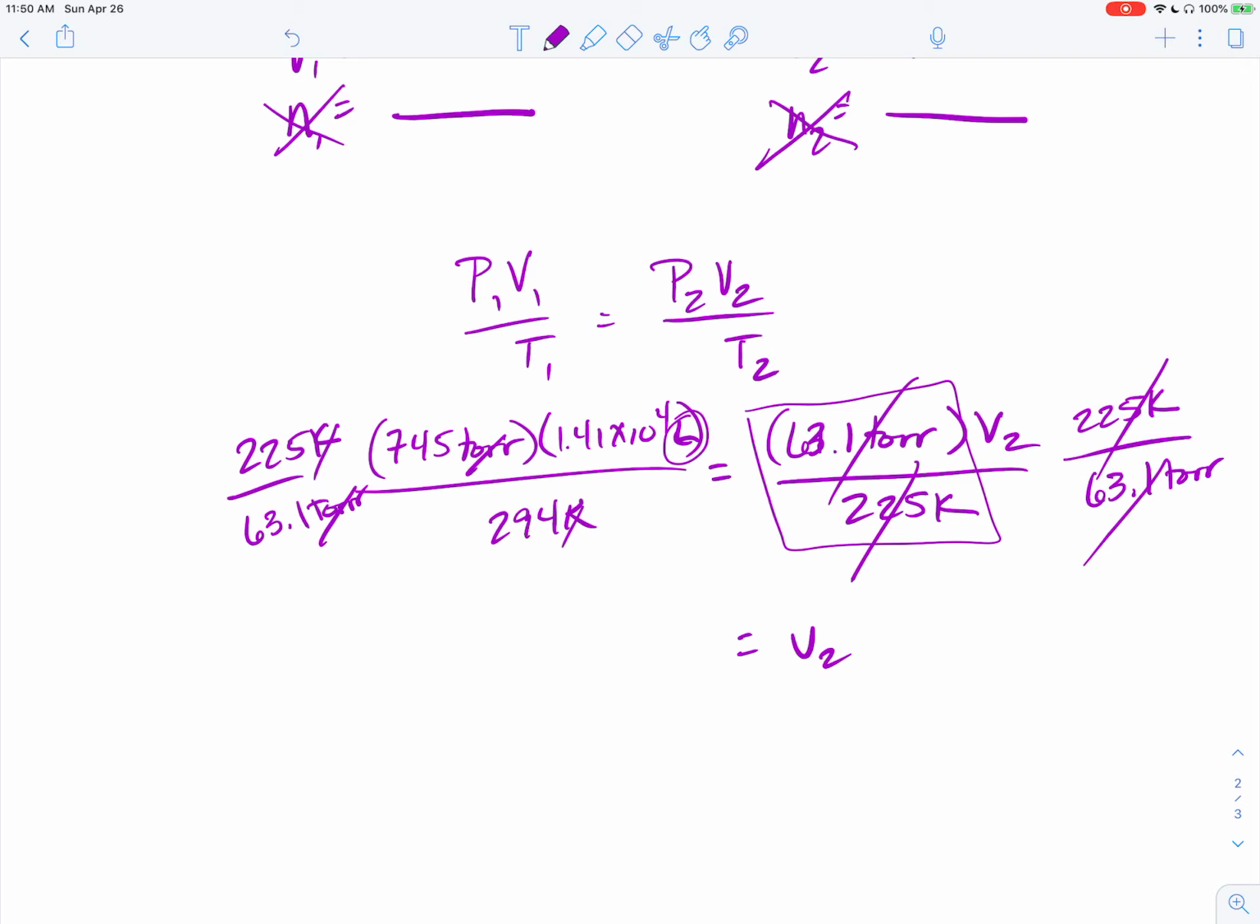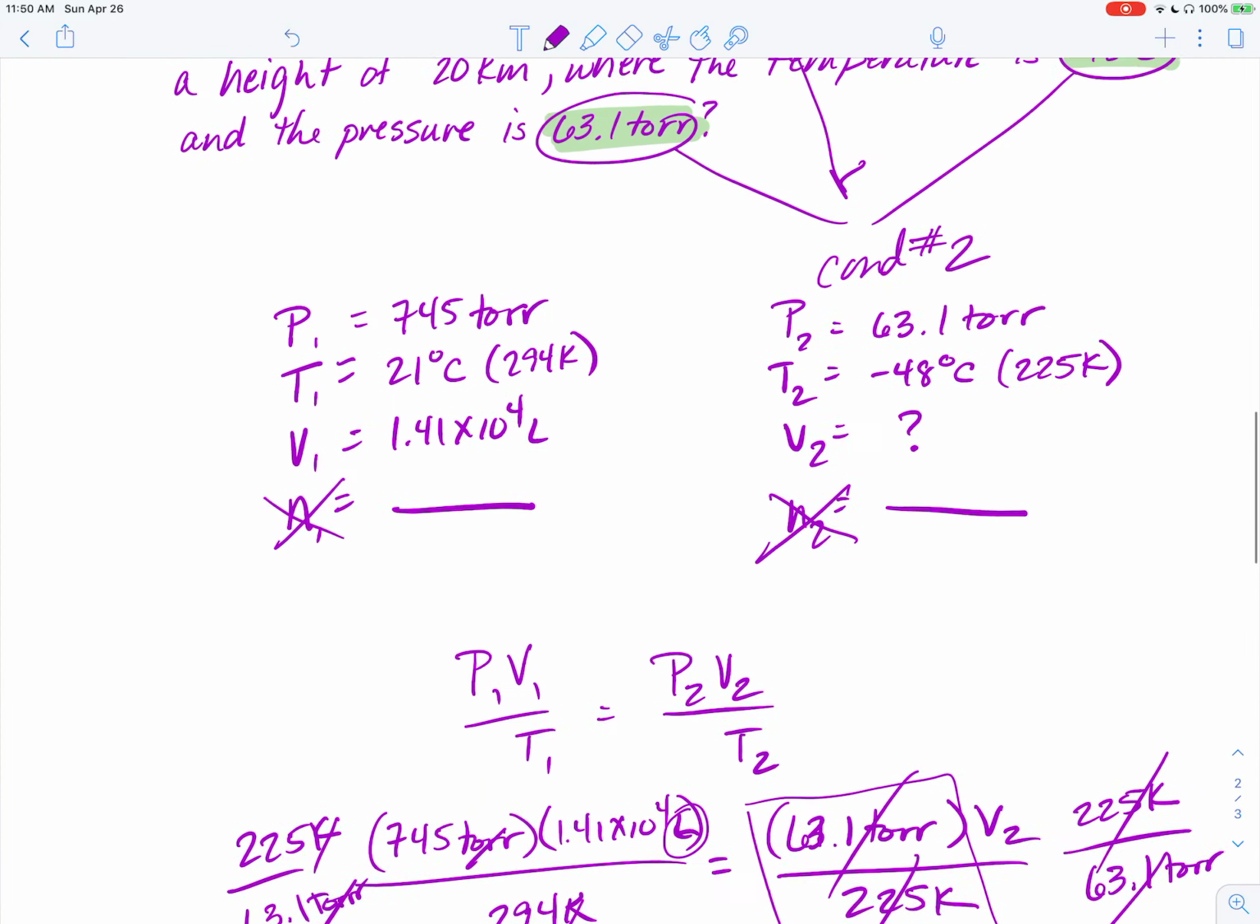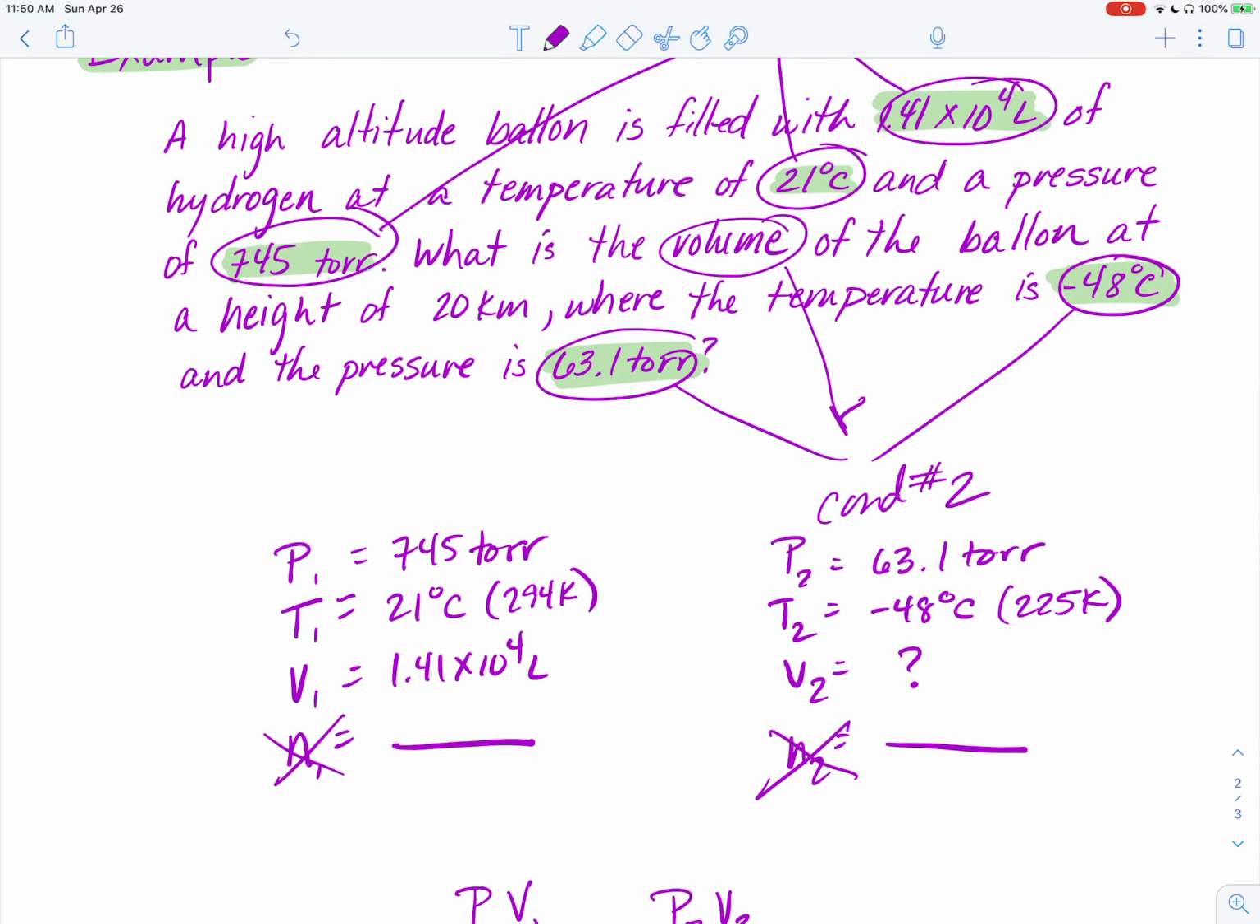So we just do our math here. In my calculator, I get the value of 127,403 liters. But let's go back and make sure they're in proper sig figs, which is going to be 3. So we're going to round down, and 127,000 liters is our volume of the balloon. That does make logical sense, since as we go up to higher altitudes, the volumes of balloons should increase as the pressure decreases.